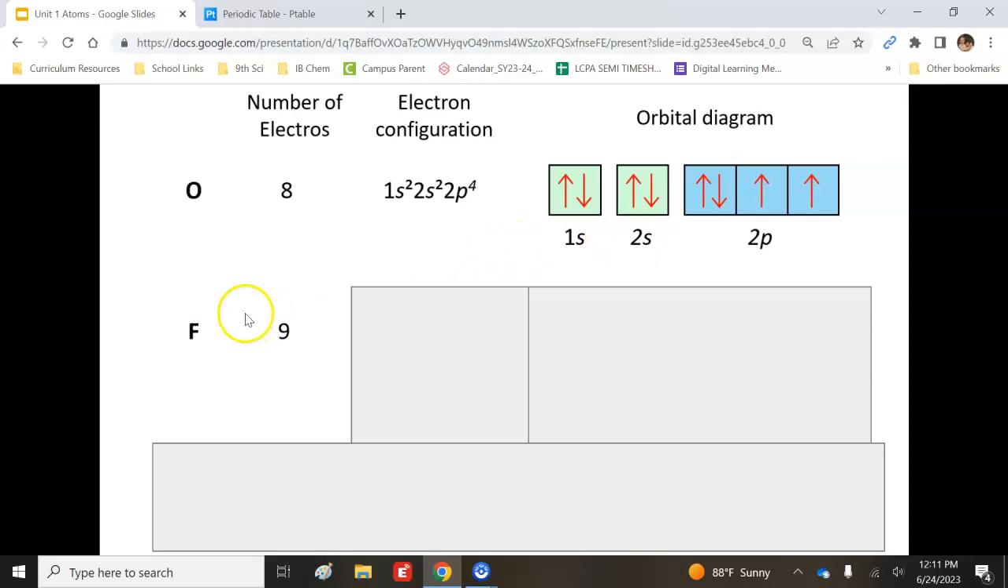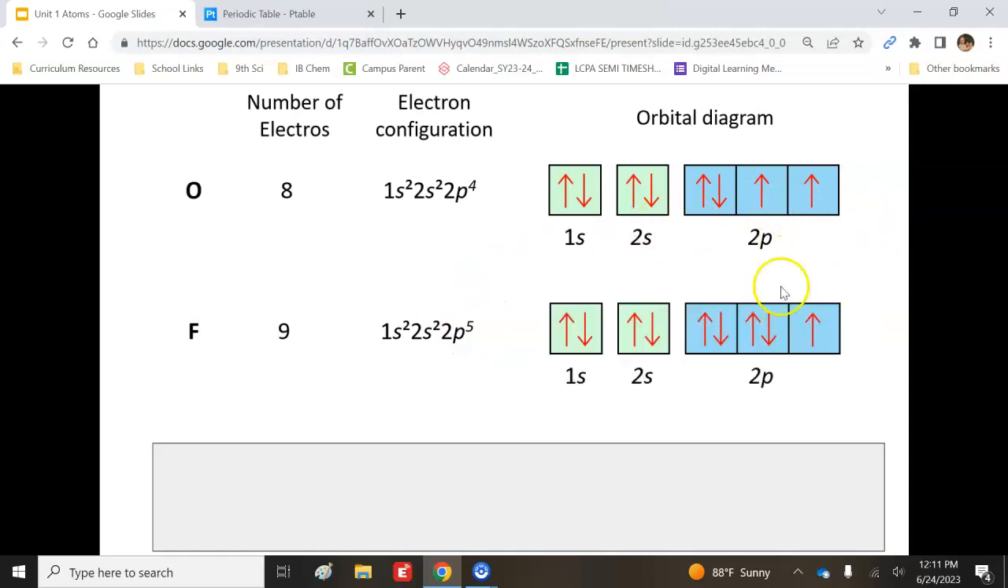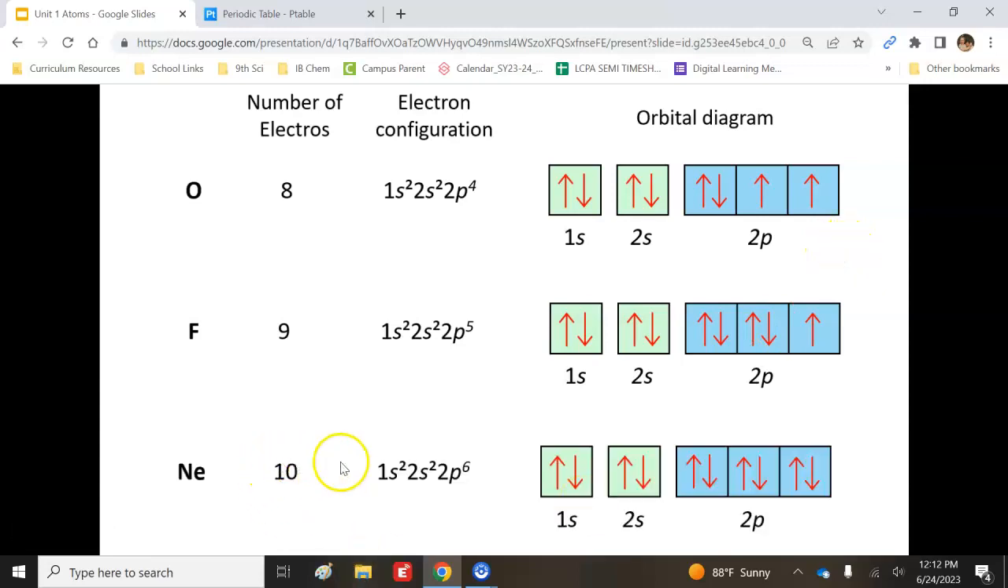Next up, we have fluorine. Again, we have a neutral fluorine. There's no charge here, so if we have 9 electrons, we have 9 protons. Electron configuration is going to be the exact same, except now I have 1 more electron than I did in the oxygen. Same thing with the orbital diagram. It's going to look exactly the same, except I have 1 more electron being represented. Next up, we have neon. Neon has 10, so we need to represent our 10 electrons.